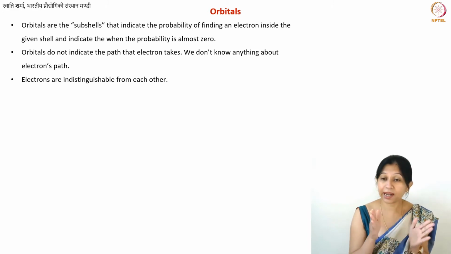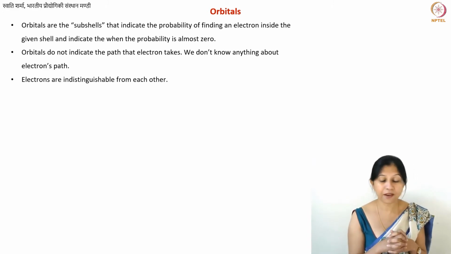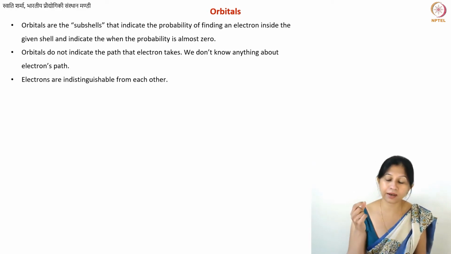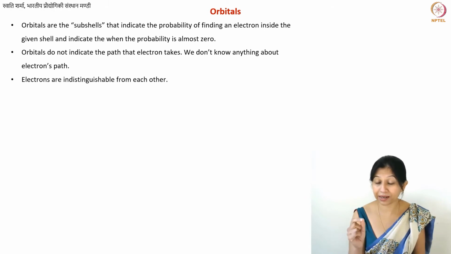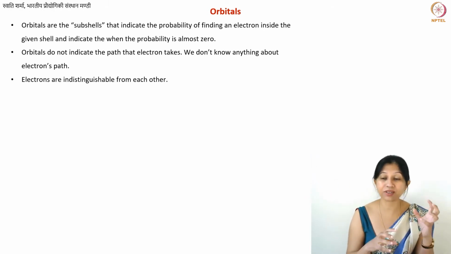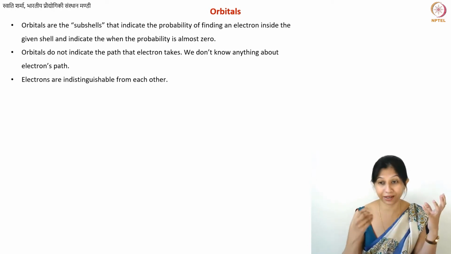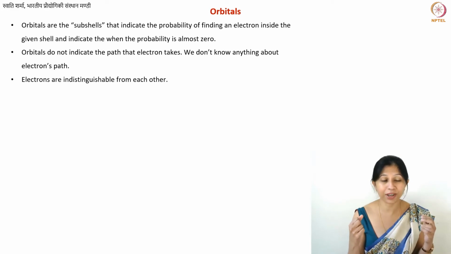Number two, electrons are indistinguishable from each other. Indistinguishable means if I have, let's say, 5 electrons in a certain system, I never can say accurately that this is that electron and this is that electron. The electrons might be exchanging places, we don't know. We cannot tell one electron from another. So we cannot differentiate between two electrons.